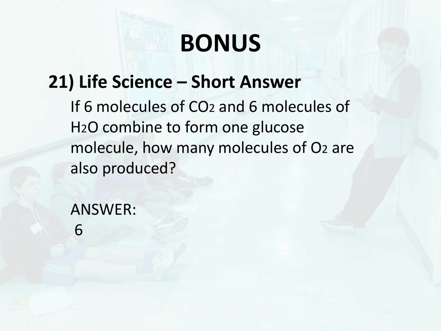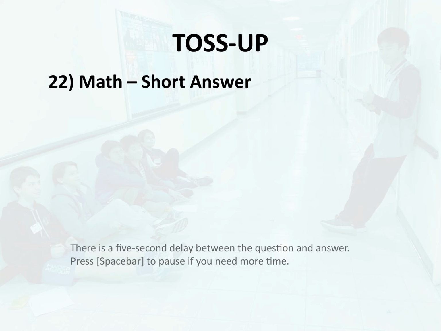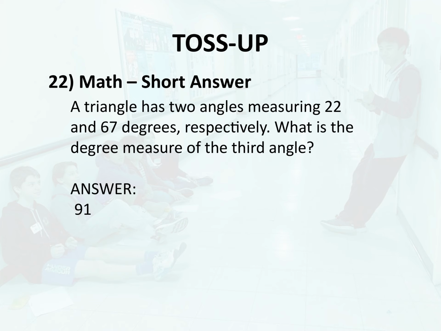Toss-up 22. Math, short answer. A triangle has two angles measuring 22 and 67 degrees, respectively. What is the degree measure of the third angle? Answer, 91.